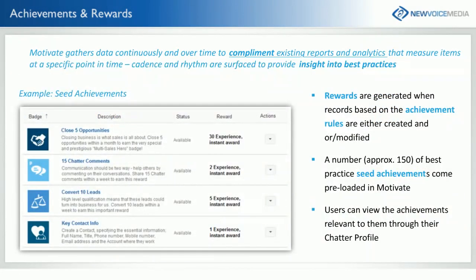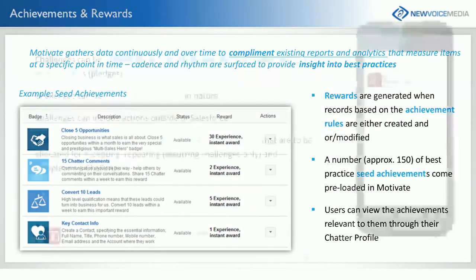And people have access to a large range of pre-built behaviors and best practices. The system comes with 150 straight out of the box, so you're not trying to reinvent the wheel here. You're trying to take advantage of the experience that we've had about, well, what are some of the common things that all high-achieving organizations and sales teams actually do? And we've built a series of achievements and rewards around those behaviors and activities.